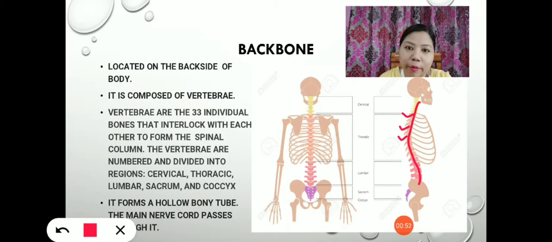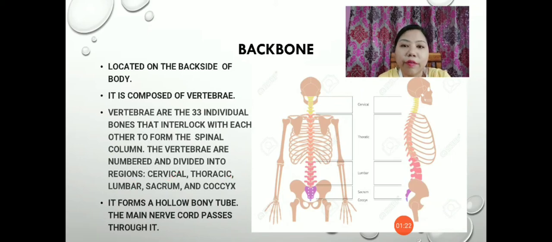form the spinal column. The vertebrae are numbered and divided into regions called the cervical, thoracic, lumbar, sacrum and coccyx. It forms a hollow bony tube and the main nerve cord called the spinal cord passes through it. The spinal cord conveys messages from the brain to different parts of the body, and which bone is protecting the spinal cord? It is the backbone.